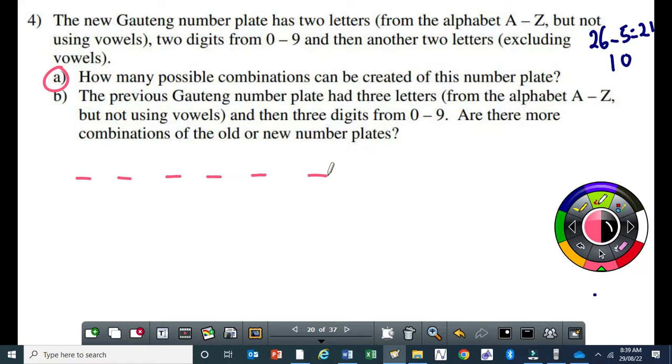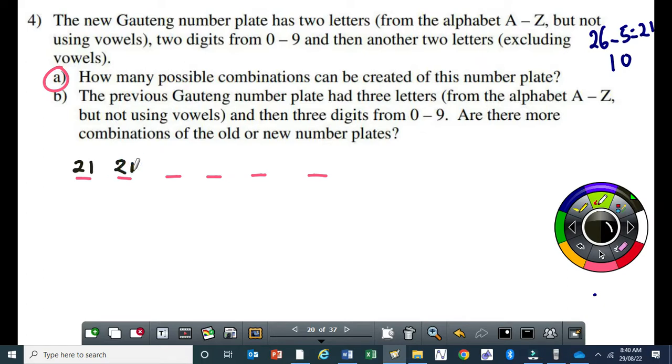Now in this case, the question does not specify whether the letters can be repeated or not. So the assumption that I'm going to make is that it's very much possible that you can repeat a letter, so we are going to work with a repetition case. The question was supposed to specify this, but from what I know, on a number plate you can repeat some letters. So the first position can be occupied by all 21, and the second position can also be occupied by all 21 letters.